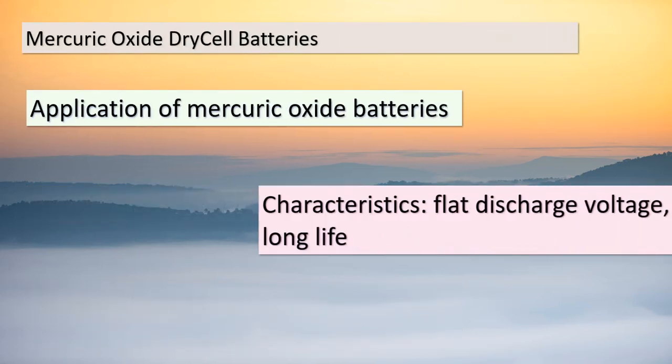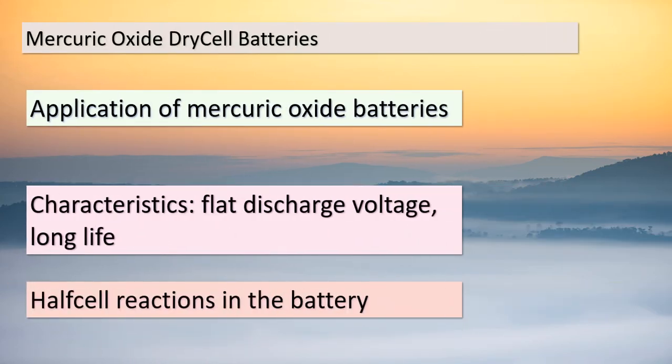Greetings, eager minds. Our journey now leads us to the world of mercuric oxide dry cell batteries. These batteries find their purpose in devices like watches and cameras, where a consistent discharge voltage and extended lifespan are crucial. What makes these batteries special? They maintain a flat discharge voltage curve, ensuring steady performance over time.